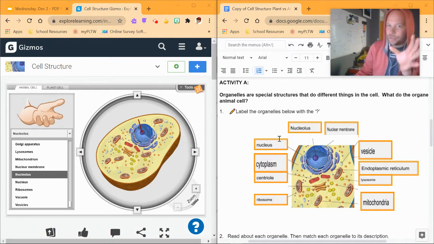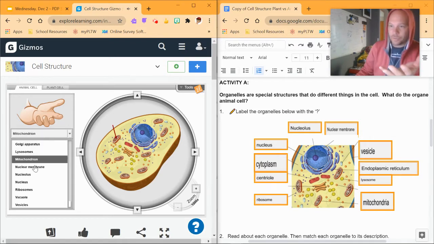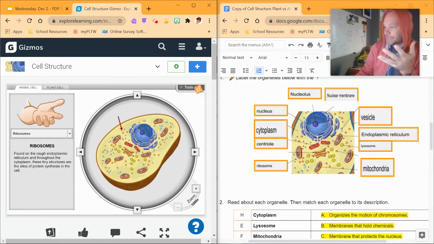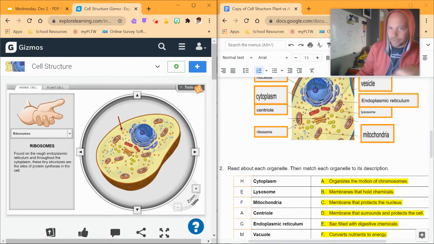If you can split your screen, that's going to make this so much easier. So you can see on mine, I've got my worksheet here and then my gizmo over here. So I can just click in between them and I'm like, oh, those are the ribosomes. Boom. And then click in there and add your ribosomes. You're going to do this again later on down there with the plant cell.